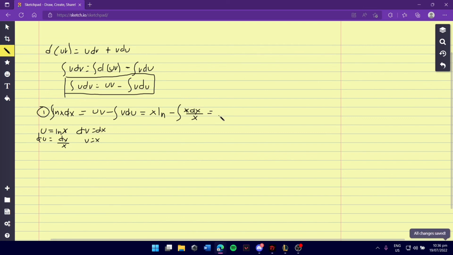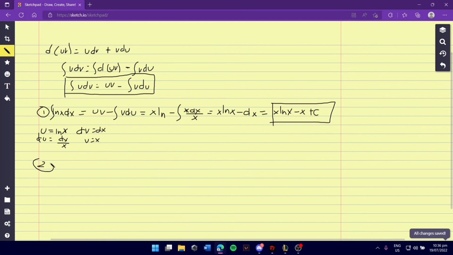Yeah. So simplifying this, copy ln x and then minus it by dx. So this will become x ln x minus x, and then you add our arbitrary constant, which is c. So now you have your final answer.